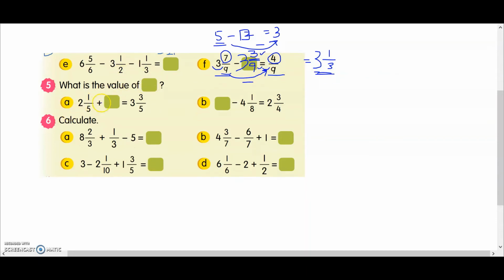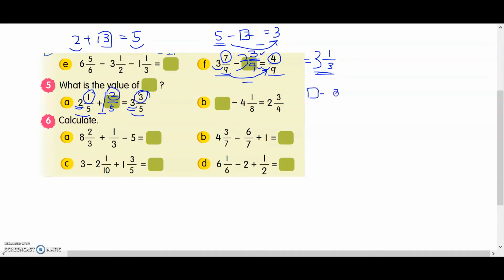Okay, question 5. This one plus unknown is this. Okay, same here. 2 plus unknown is 5. So you take the bigger number minus the smaller number, then you get 3. So we take the bigger fraction here minus the smaller fraction. 3 minus 2 is 1. Bottom number remains 3 minus 1 is 2. Okay, then you can check your answer. 2 plus 1 is 3. 1 plus 2 is 3. The bottom number remains. Okay, what about B?